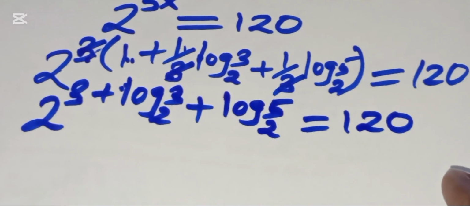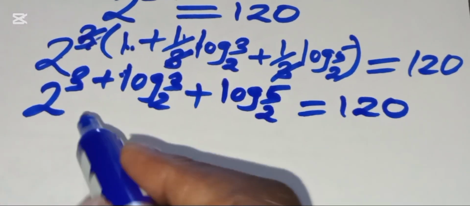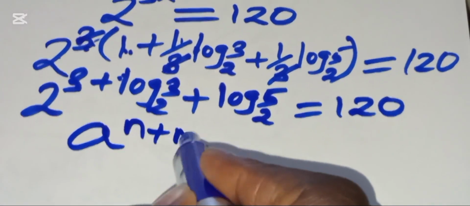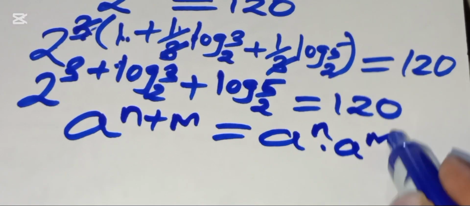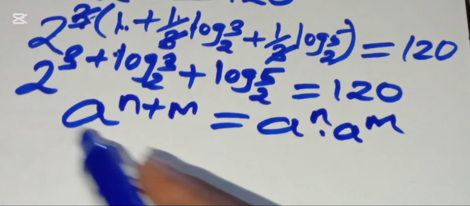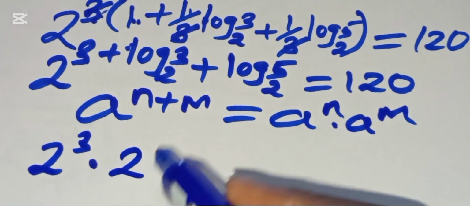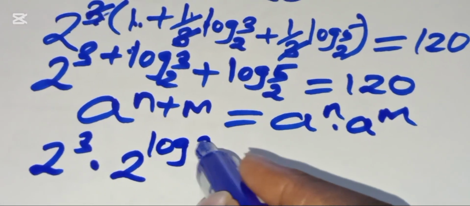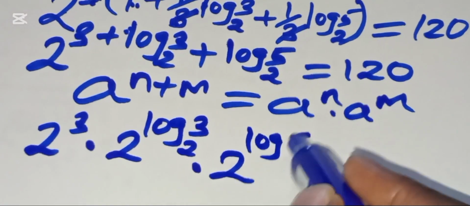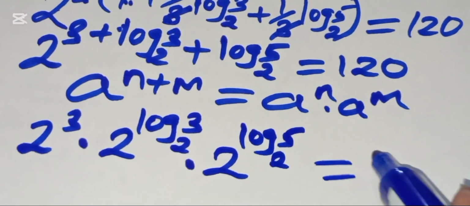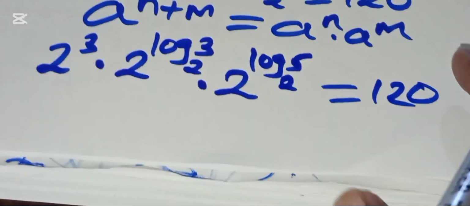Now from what we have here, 2 raised to power 3 plus log 3 to base 2 plus log 5 to base 2 is actually in the form of a raised to power n plus m, which you can express as a raised to power n multiplied by a raised to power m. Applying this property, we have the same thing as 2 raised to power 3 multiplied by 2 raised to power log 3 to base 2 multiplied by 2 raised to power log 5 to base 2. This is equal to 120. Okay.